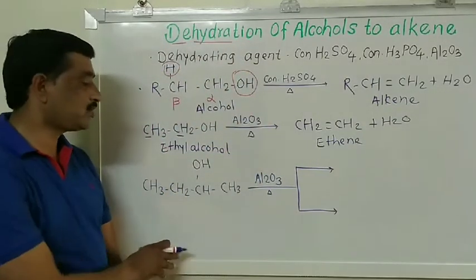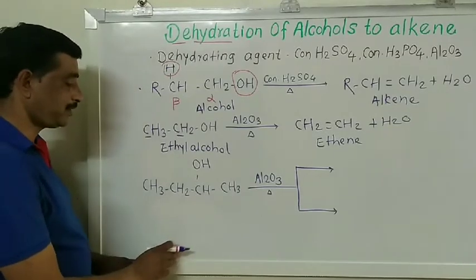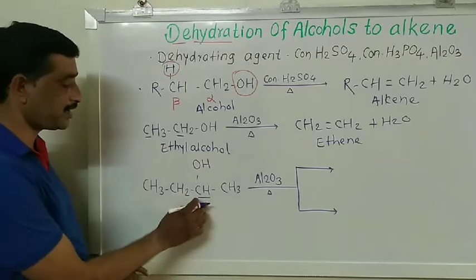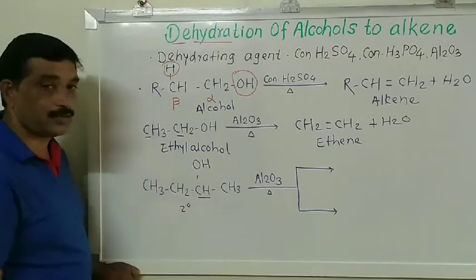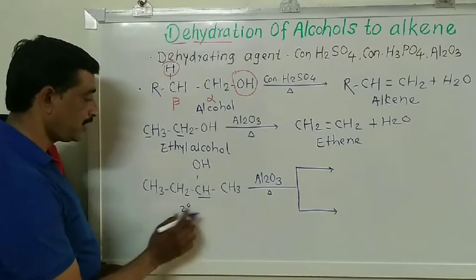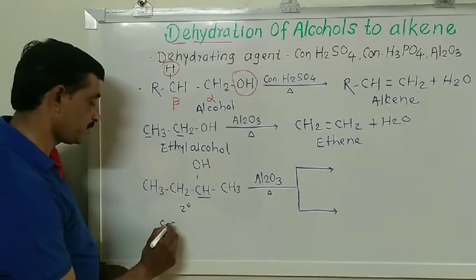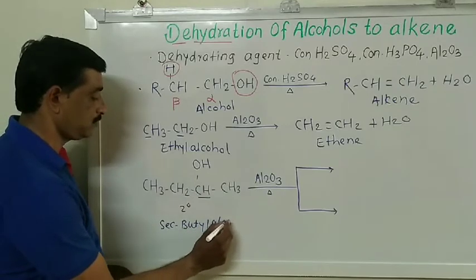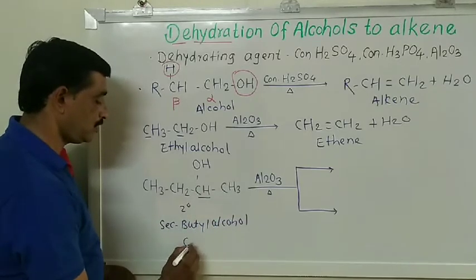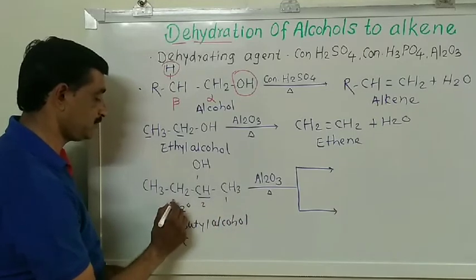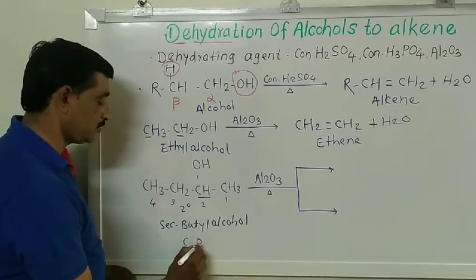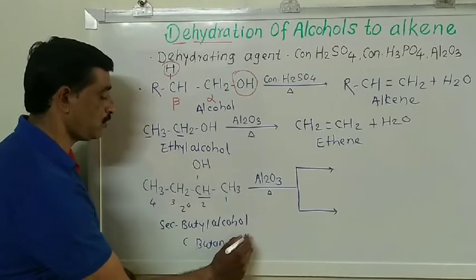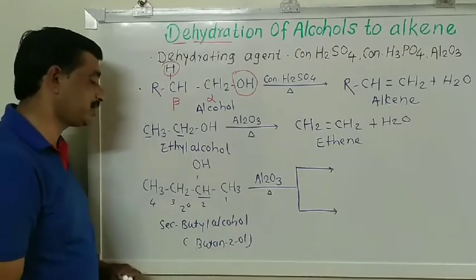When you consider the reaction of alcohols with alumina, and the alcohol is taken as a secondary alcohol, this is the secondary alcohol because the OH group is attached to a secondary carbon atom. The name of the alcohol is secondary butyl alcohol, or we write it as butan-2-ol in the IUPAC nomenclature system.